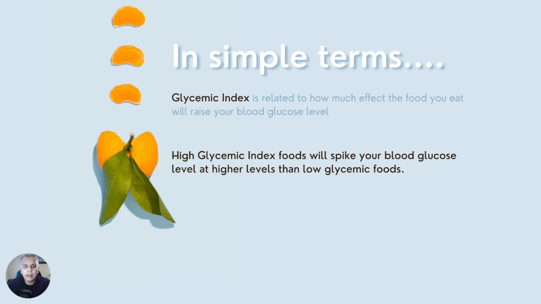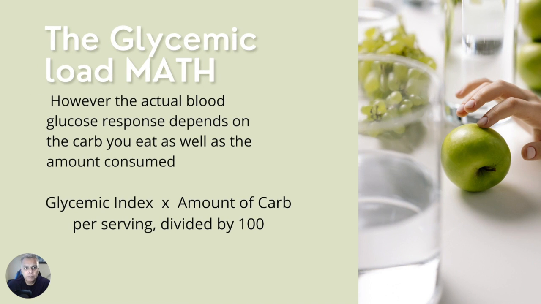So let's talk about that in simple terms. The glycemic index is the effect that the food you eat has on your blood glucose level. There are certain foods that will cause your blood glucose level to rise much more than other items. For the glycemic load, we need to do a little bit of math, because how much of the food you eat will affect what your blood glucose level is going to do.